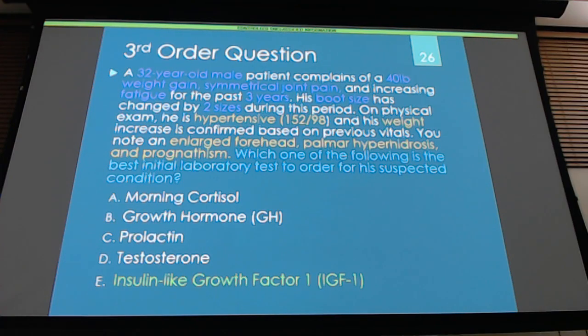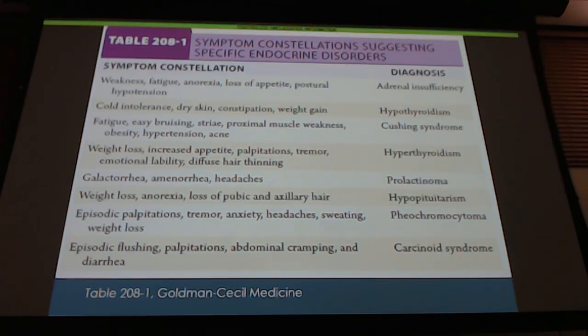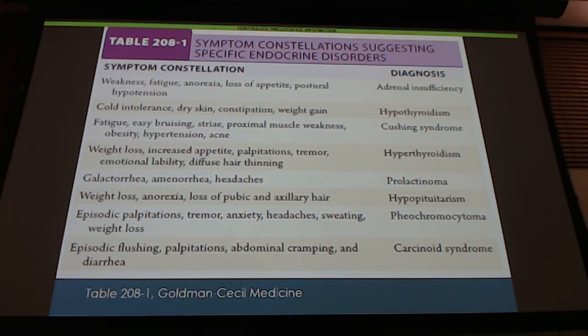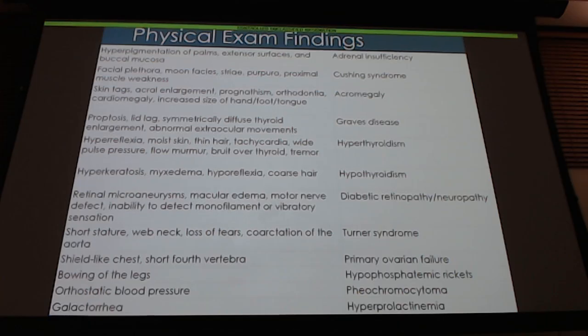So, good job. This slide just again reiterates that it's a cluster of symptoms, right? Somebody doesn't come in and say, hey, I think I have a prolactinoma. No, they're going to come in with erectile dysfunction, visual changes, headache, right? Maybe gynecomastia, so breast tissue. Same with the physical exam findings, right?